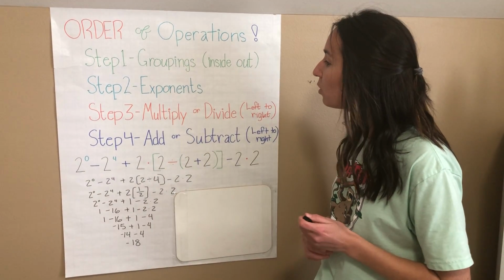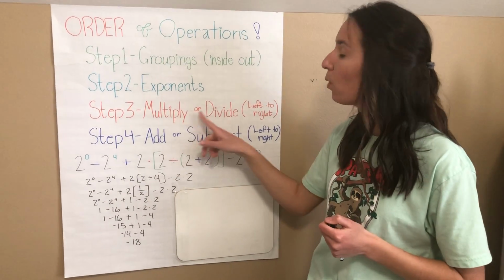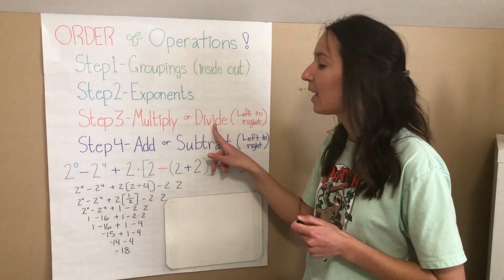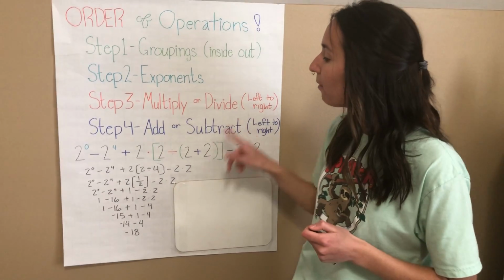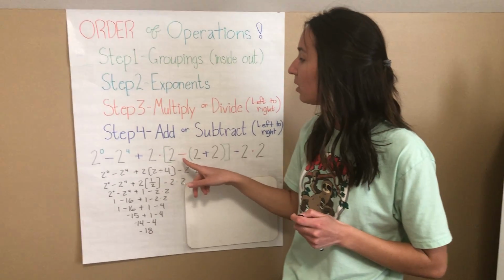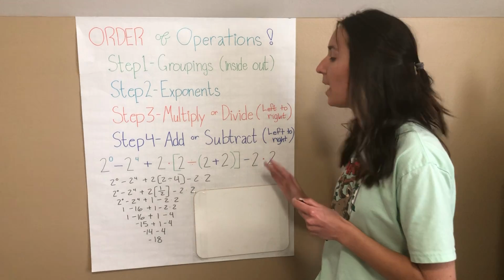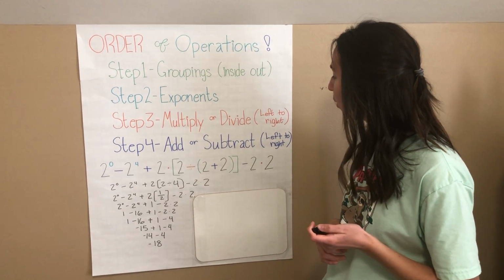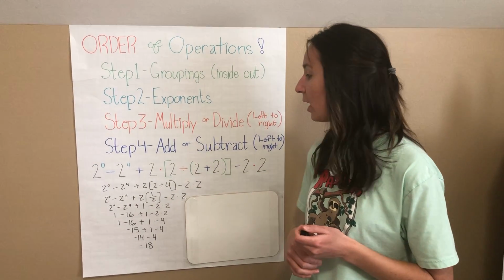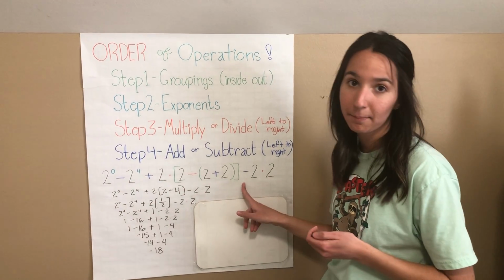And then you're going to do step 3, which is multiply or divide. So that means that you go from left to right, finding multiplication and division. You don't have to do multiplication first, you just do it from left to right. Then, finally, you're going to do step 4, which is addition and subtraction, again working left to right.